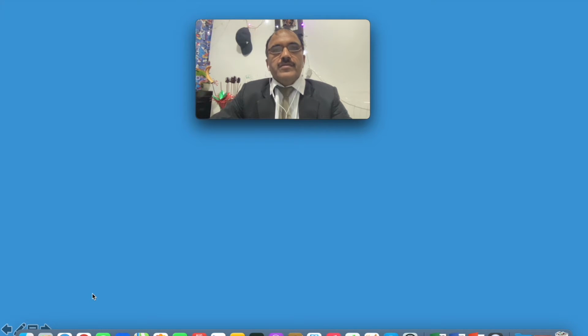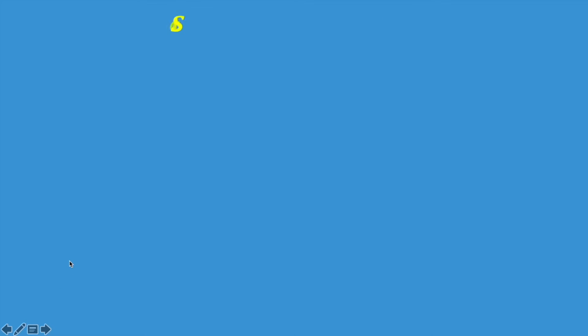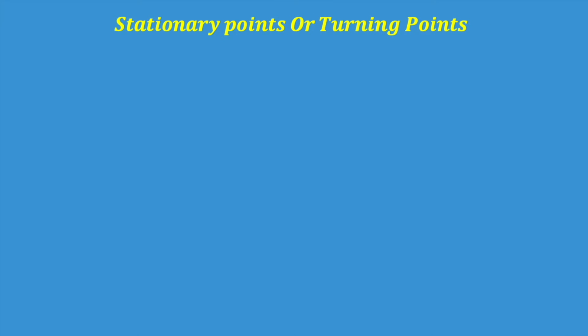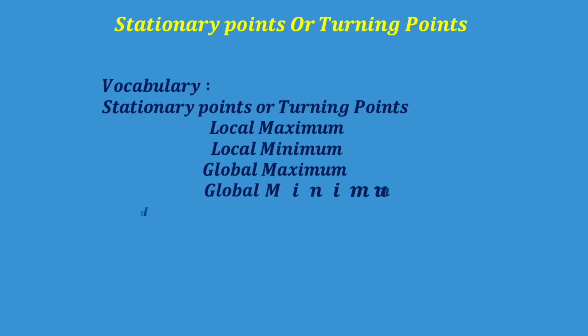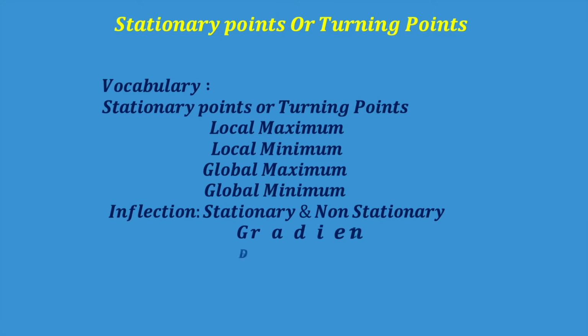So in this video we are going to discuss stationary points. First, the basics. What are stationary points or turning points? I always believe that we must have some vocabulary about this topic. So what's the vocabulary for this topic? We should know what stationary points and turning points are, what local maximum, local minimum, global maximum, global minimum, inflections, stationary and non-stationary, gradient, and domain and range mean.